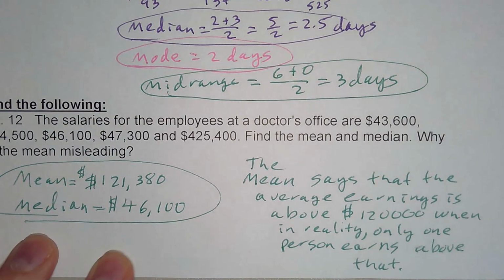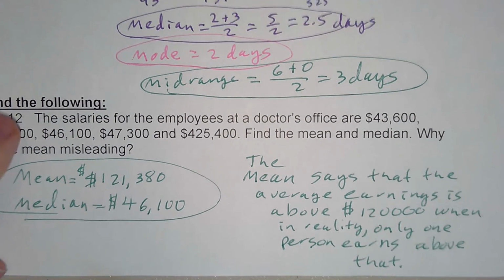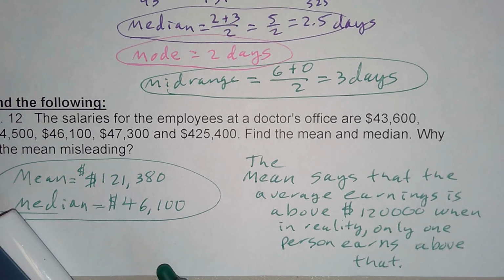So a lot of times they will look at median income, because at least I know that if you say the median income is $46,100, I know that half the people earn above that amount, and I know that half the people earn below that amount. Because in this situation, the mean says that the average earnings is above $120,000, when in reality only one person earns above that.